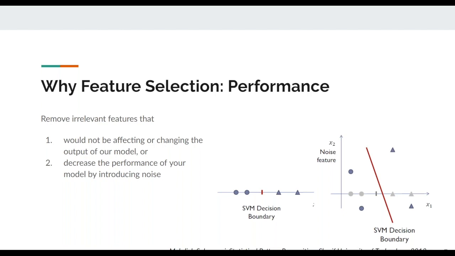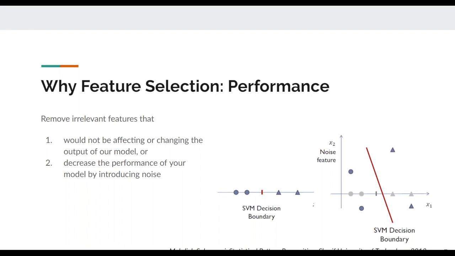Additionally, if you have a lot of features, some of them may be irrelevant in the sense that they don't affect the output of a model at all. So essentially, they introduce a computational burden, but that's the extent of it. But they can also have a negative impact on the model, for example, by introducing noise.